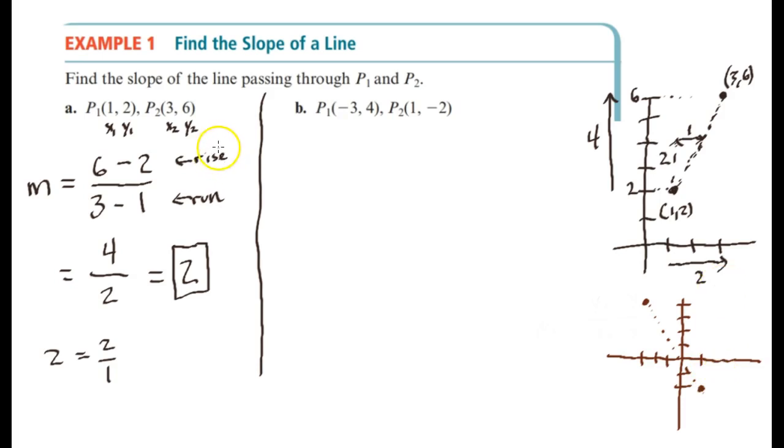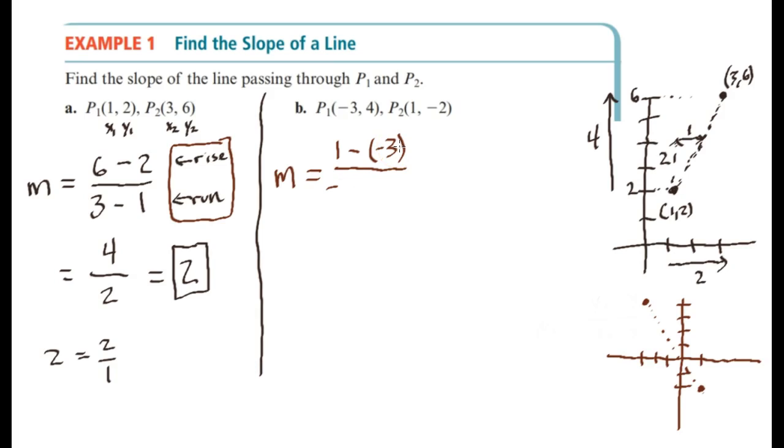If you think about rise over run, like I mentioned before, you'll notice that in this case the rise is the negative value. So anyways, let's look at this example. We have slope m is equal to y2 minus y1 over x2 minus x1.